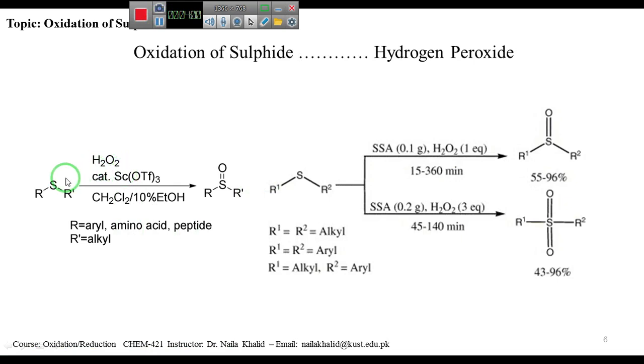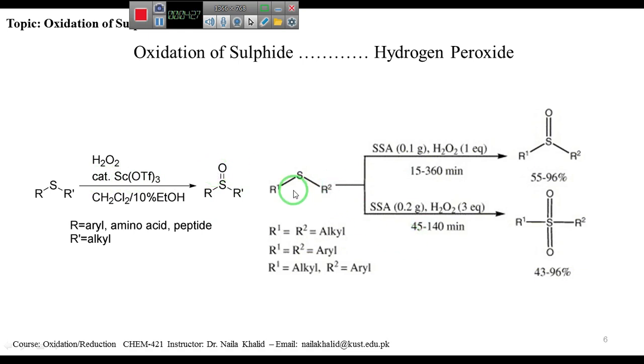Here are some further examples. This is the general sulphide class with different alkyl groups, aryl, amino acid, peptide; R prime may be an alkyl group. It is oxidized by hydrogen peroxide into sulfoxide, and the presence of this catalyst will prevent further oxidation. So you only get the partially oxidized product.